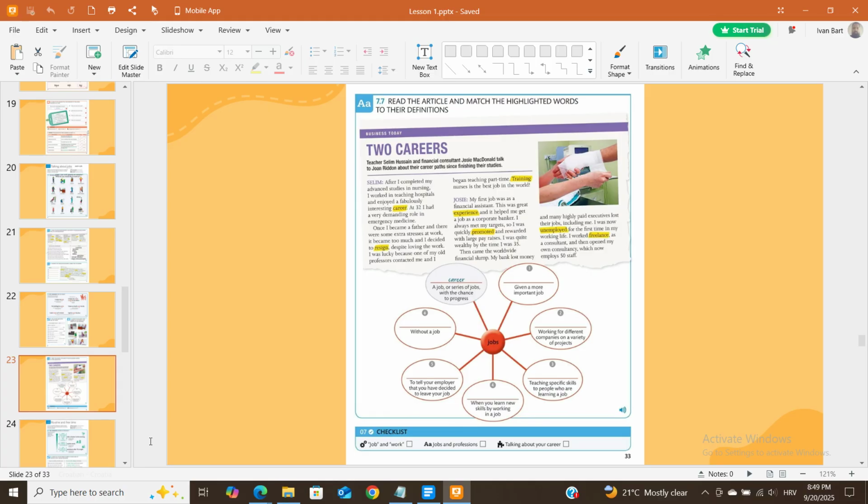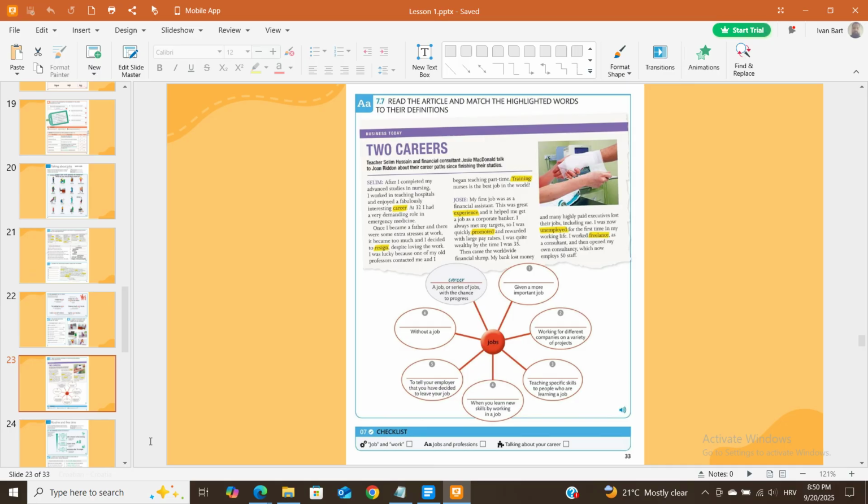Checklist. Job and work. Career: a job or series of jobs with the chance to progress. Promoted: given a more important job. Unemployed: without a job. Freelance: working for different companies on a variety of projects. Resign: to tell your employer that you have decided to leave your job. Experience: when you learn new skills by working in a job. Training: teaching specific skills to people who are learning a job. Jobs and professions. Talking about your career.